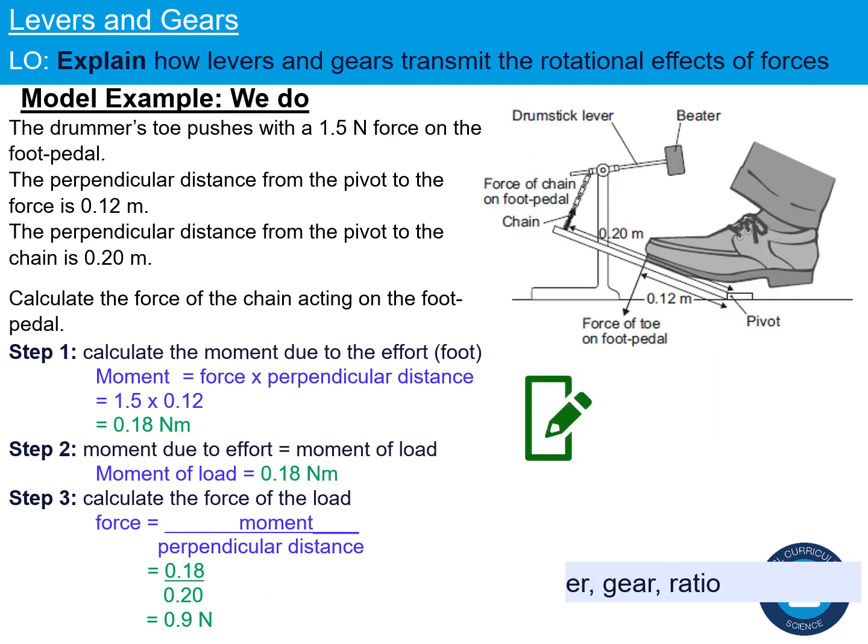So, self-assessing our answers. Firstly, we had to calculate the moment due to the effort. That was 1.5 times 0.12, and we got 0.18 newton meters. Make sure we've got units in our answer, please. Step two, we should have found that the moment of the load was equal to what we calculated in step one. And then finally, for step three, we had to take the moment divided by the perpendicular distance. In this case, the moment we calculated in steps one and two. The perpendicular distance, we are told, is 0.20 meters. And so the final answer is 0.9 newtons.